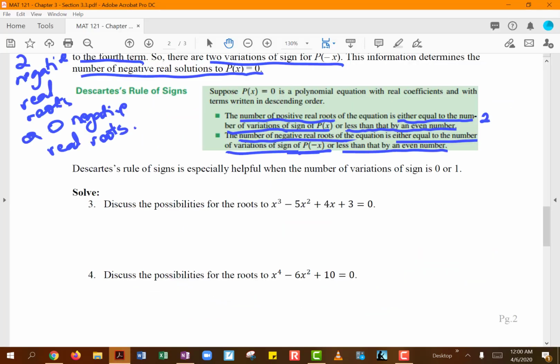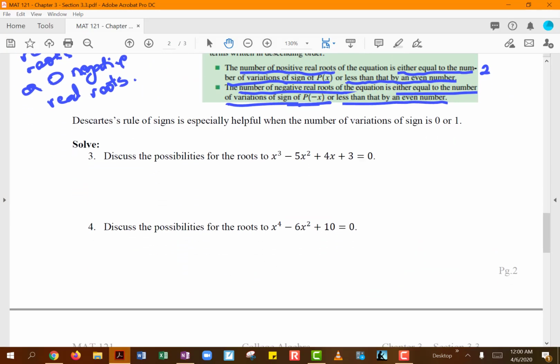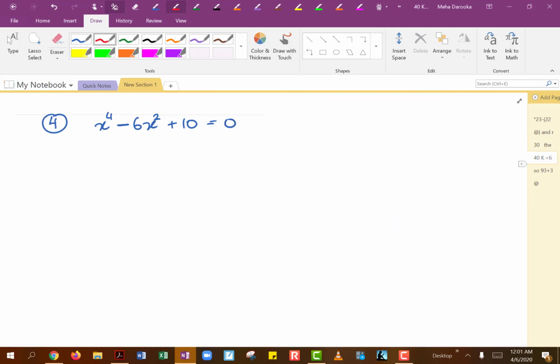Okay, and then we had another example here, and same thing, they're asking us to discuss the possibilities for the root. So we've got x to the 4th minus 6x squared plus 10 equals 0. So let's take a look at this example here. So remember, this is our original polynomial. So let's talk about its variations.